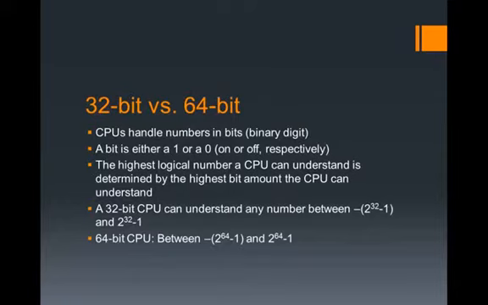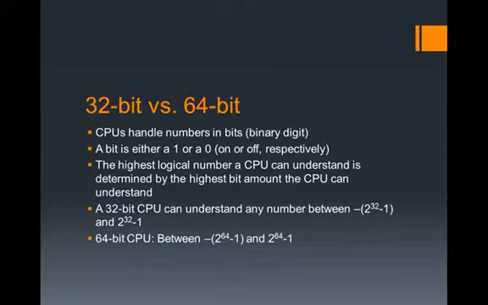There's a little bit of information here. A 32-bit CPU can understand any number between negative 2 to the 32nd minus 1 and positive 2 to the 32nd minus 1. Those are just logical numbers to kind of give you an idea of what number the CPU can understand. But a 32-bit CPU can understand numbers larger than that. It just needs another glass to fill to count more numbers.